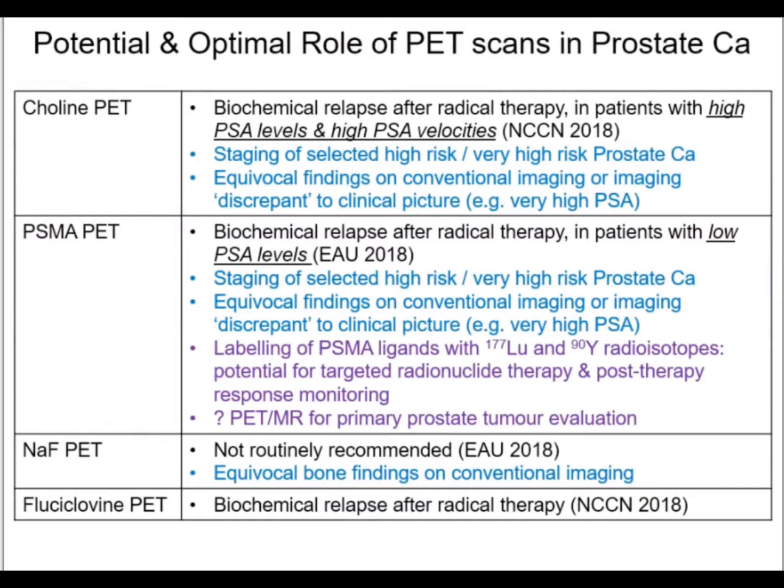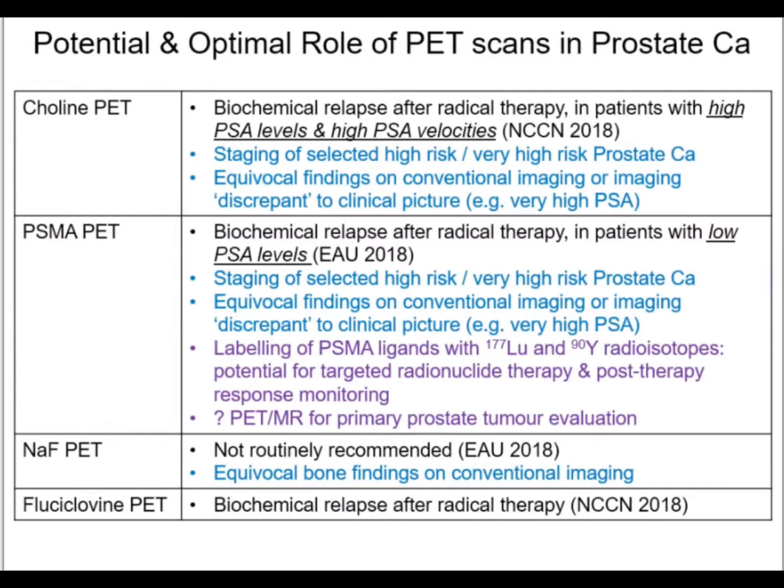For choline, it's really for biochemical recurrence after radical therapy in patients with high PSA level and high PSA velocities. The blue ones are really possible use, but not within guidelines. So this is NCCN guidelines. Possible use is for staging of high risk, very high risk prostate cancer. Possible use for equivocal findings on conventional imaging that you try to figure out what's going on because it's discrepant from a clinical picture, such as very high PSA.